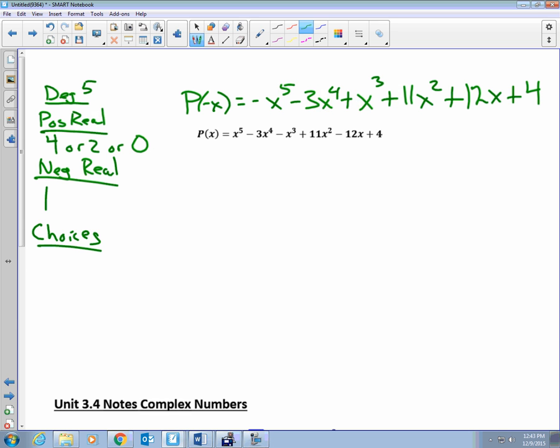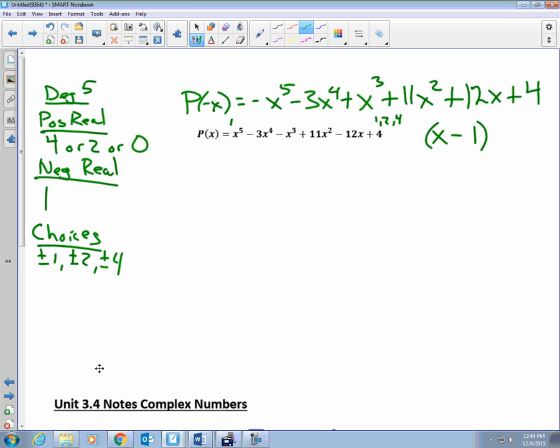Because this doesn't factor that I'm aware of, I'm going to look at my choices. What are my P's? 1, 2, and 4, my Q's. So my choices are plus or minus 1, plus or minus 2, and plus or minus 4. 1 is a great choice, so let's plug in 1. 1 minus 3 is negative 2, minus 1 is negative 3, plus 11 is 8, minus 12 is negative 4, plus 4 is 0. So x minus 1 is a factor.